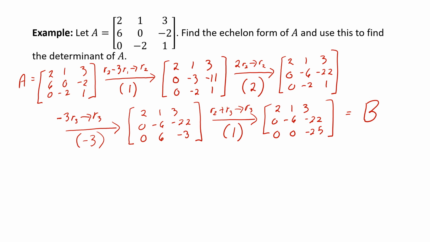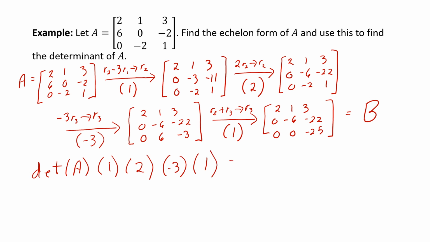Now my row echelon form here is a diagonal matrix, and we know how to quickly calculate the determinant of a diagonal matrix. So what do I have? I start with my determinant of A. When I went to my second matrix, I multiplied that by 1. When I went to my third matrix, I multiplied it by 2. When I went to my fourth matrix, I multiplied it by -3. When I went to my fifth matrix, I multiplied it by 1. And so that is the determinant of what I ended up with.